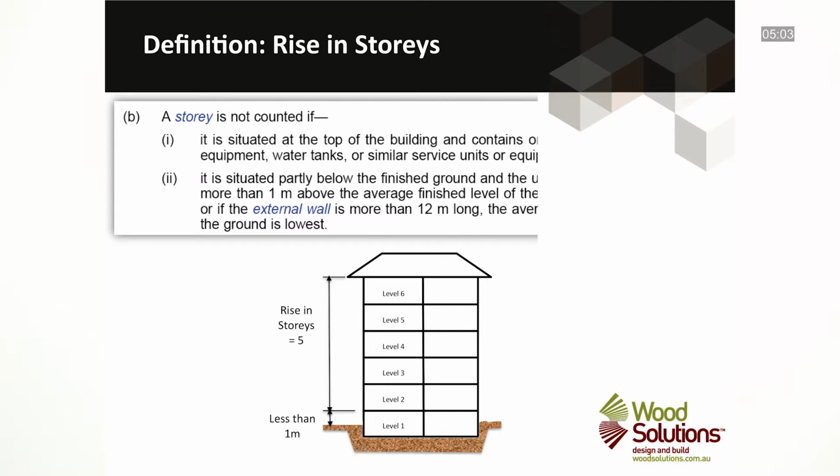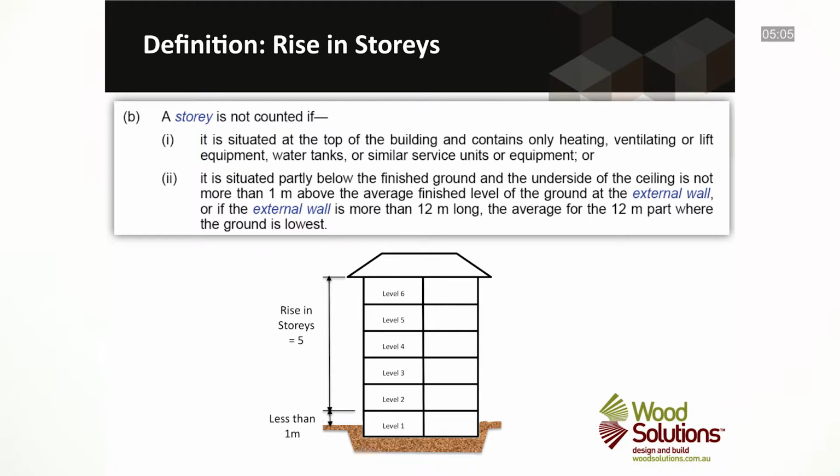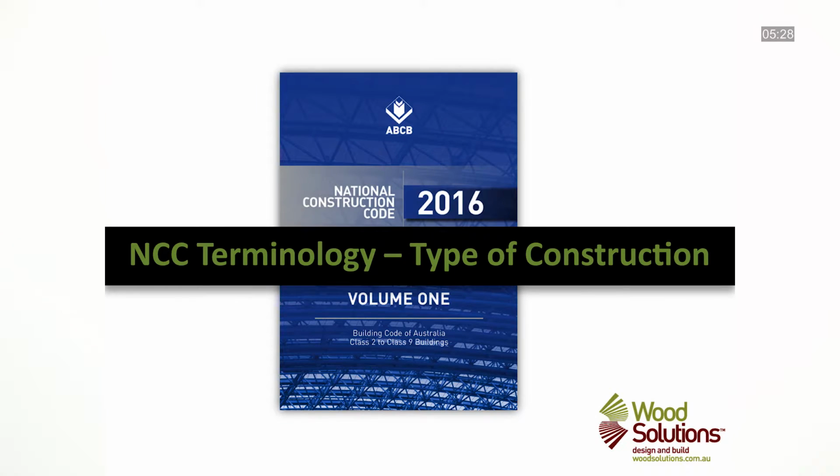It is situated at the top of the building and only contains heating, ventilating or lift equipment, water tanks or similar service units or equipment, or 2, it is situated partly below the finished ground and the underside of the ceiling is not more than 1 metre above the average finished level of the ground at the external wall, or if the external wall is more than 12 metres long, the average for the 12 metre part where the ground is lowest.